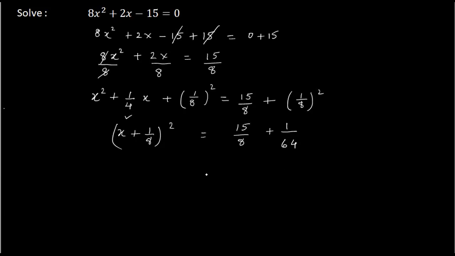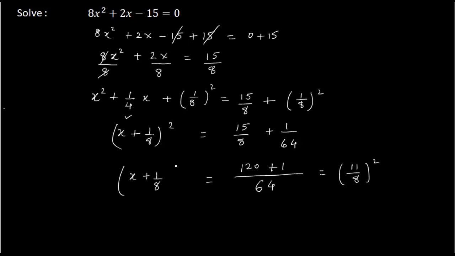So take the LCM. The LCM of 8 and 64 is simply 64. 8 into 8 is 64. 8 into 15 gives 120. 64 divided by 64 is 1. 1 into 1 is again 1. And this can be written as 121 over 64. Otherwise, we can write 11 upon 8 whole square. And this side is simply x plus 1 over 8 whole square. Let us rewrite again: x plus 1 over 8 whole square equals 11 over 8 whole square.